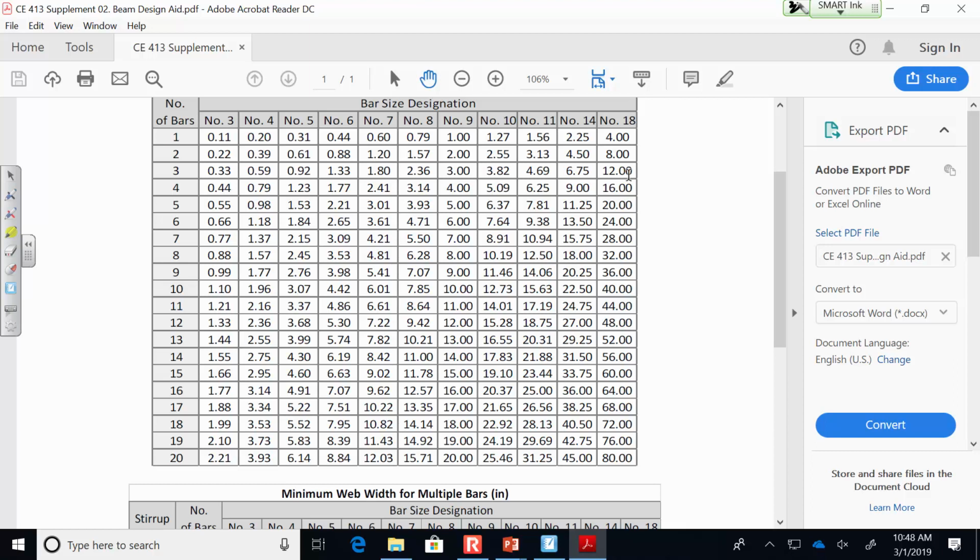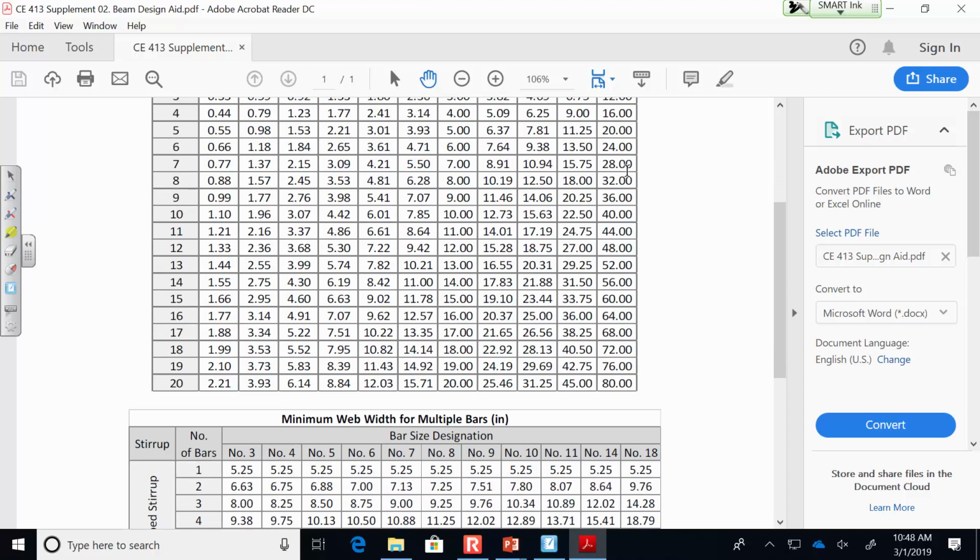So I would propose that the answer to this problem is to use 3 number 10s, which has an area of steel of 3.82 square inches, and it fits within our beam because we have a limiting width of 12 inches, and this is 10.34. Now, we still need to verify that phi equals 0.9, but other than that, I think we're good, right? Now, this is a rectangular T-beam design.